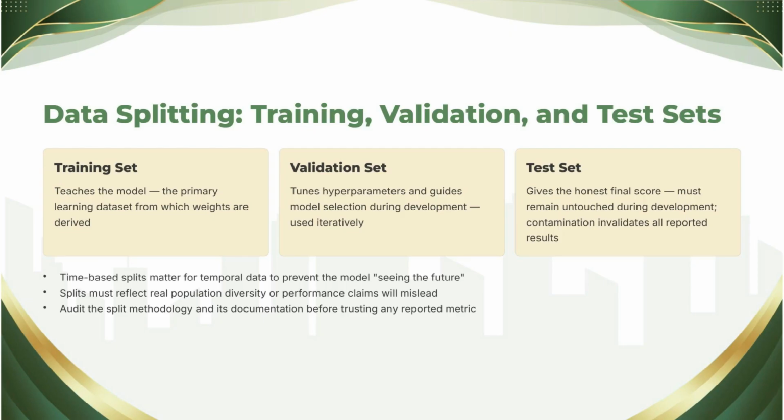Training data is the textbook. Validation is the weekly mock tests that guide your teaching. And the test set is the board exam, unseen, final, honest. Now imagine a coaching center that lets students peek at the board exam paper during preparation. Their results would look spectacular and mean nothing. That peeking is exactly what happens when data splitting goes wrong.